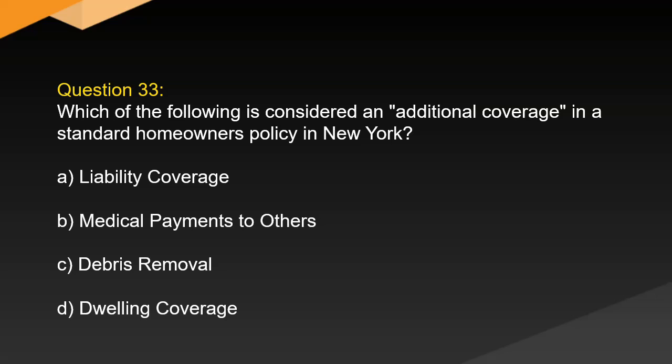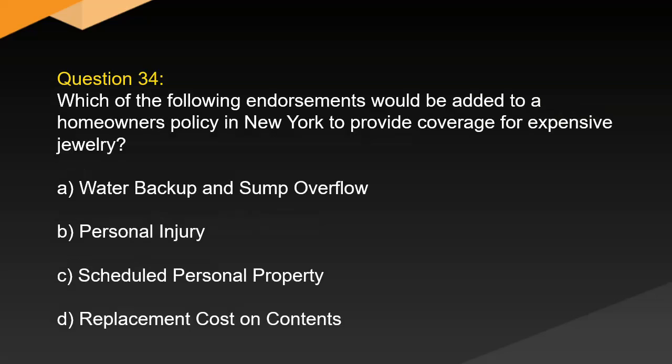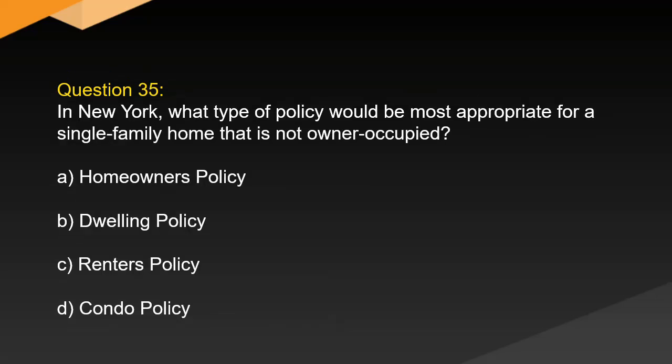C. Debris removal. D. Dwelling coverage. Question 34. Which of the following endorsements would be added to a homeowner's policy in New York to provide coverage for expensive jewelry? A. Water backup and sump overflow, B. Personal injury, C. Scheduled personal property, D. Replacement cost on contents.